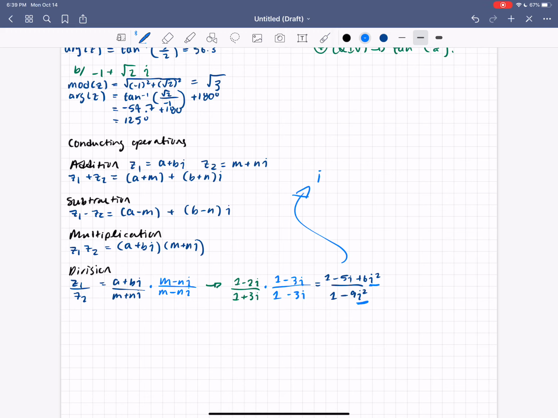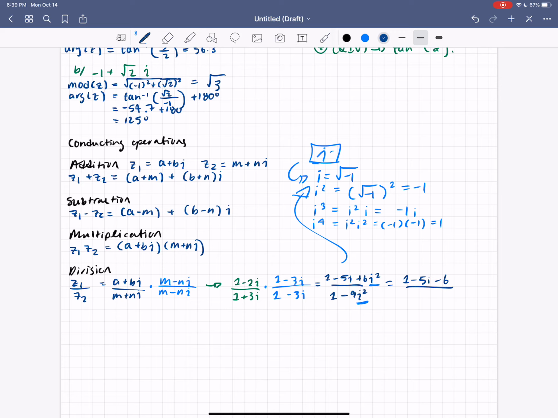But going back to the question, we can now simplify it. So (1 minus 5i plus 6 times negative 1, which is negative 6) over (1 minus 9i squared). Remember, i squared is just negative 1. So 1 minus... or it becomes 1 plus 10, which is just 10. And if you simplify it, this becomes (negative 5i minus 5) over 10, which is now just negative 1/2 i minus 1/2.